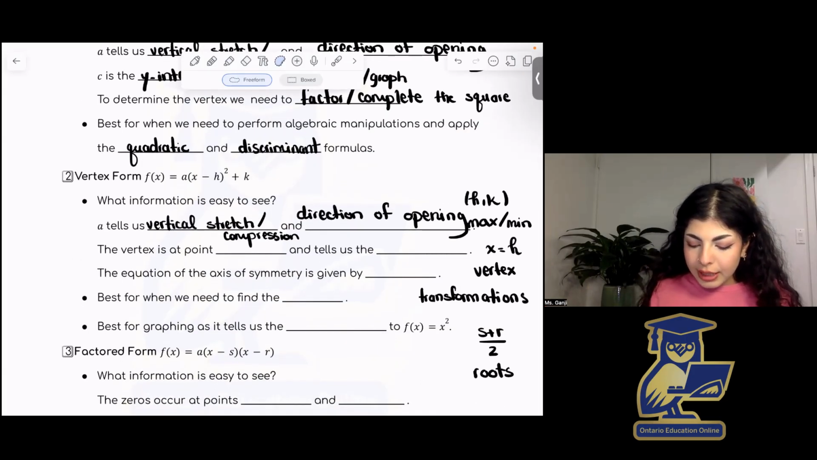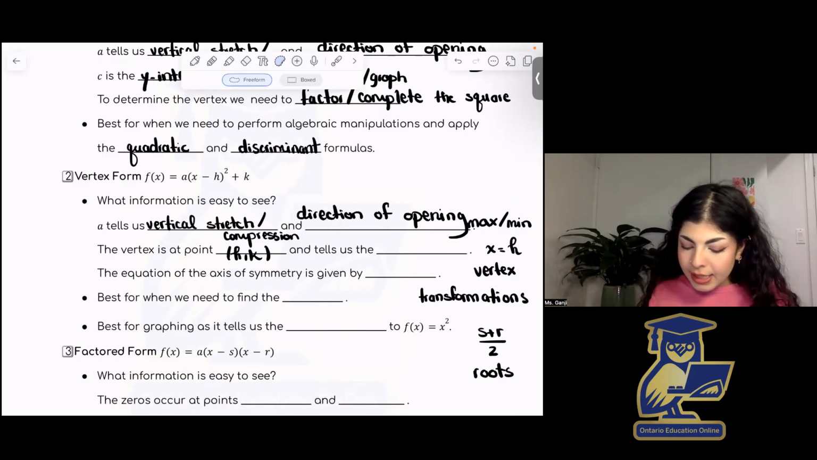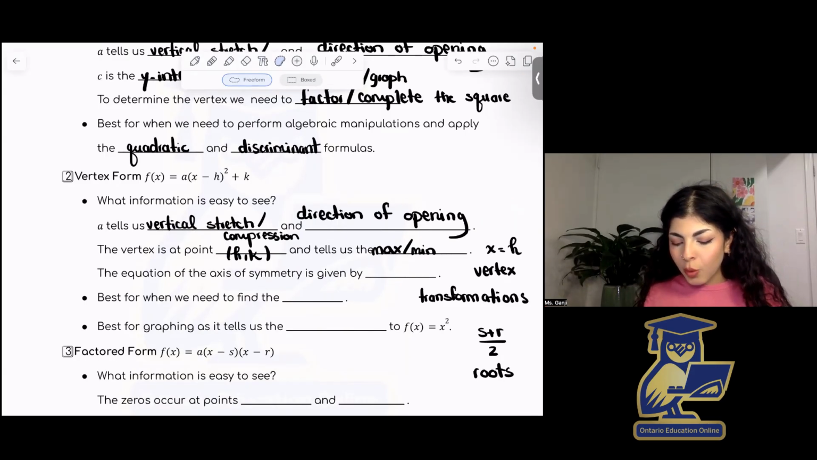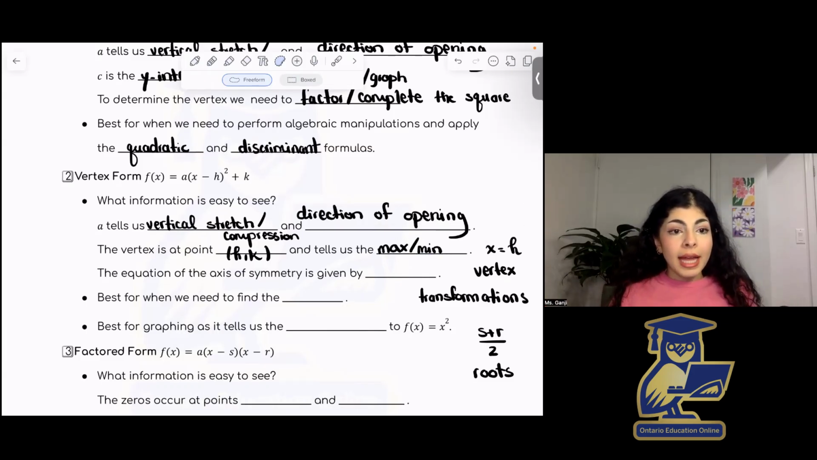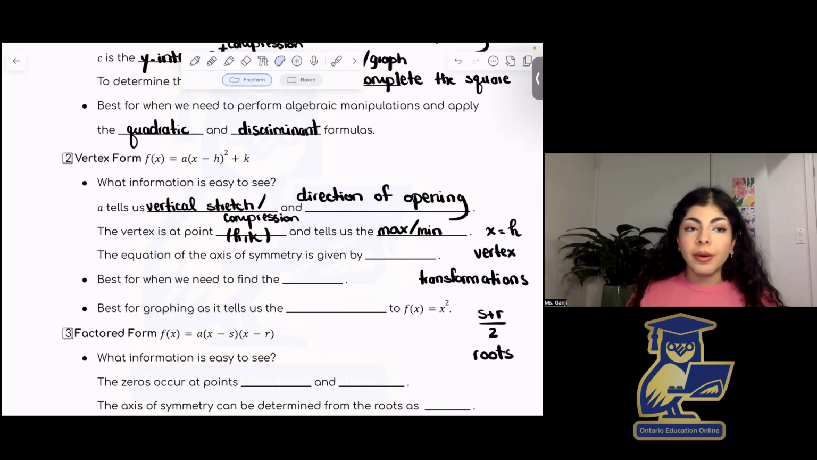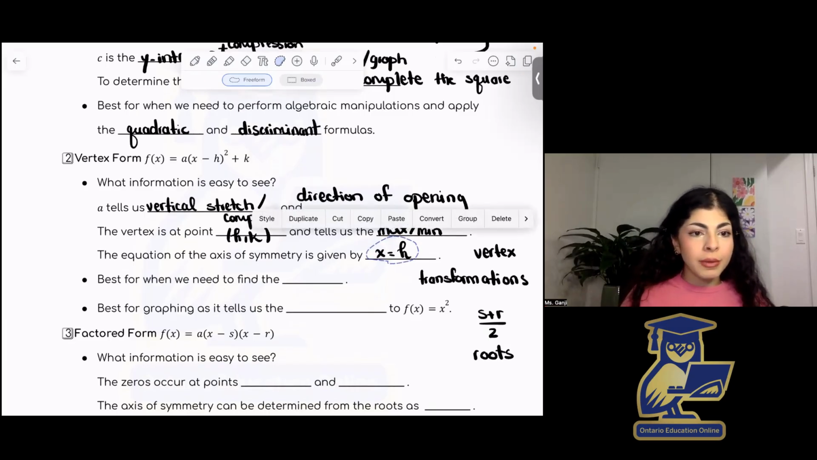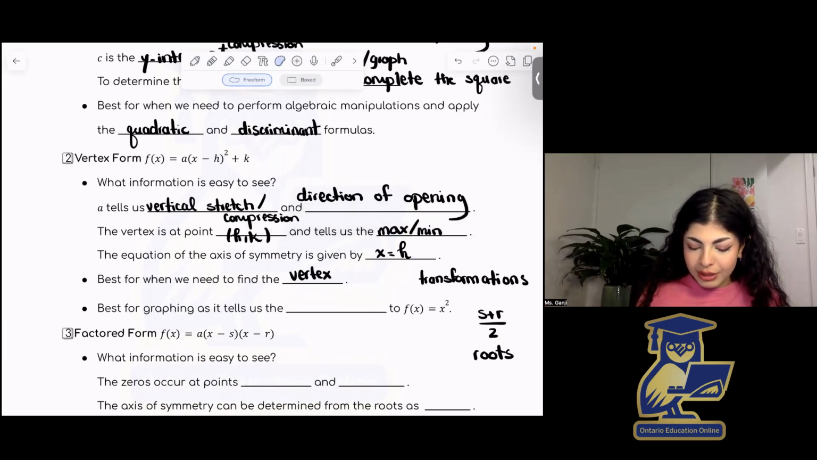And we also know that the vertex is at point (h, k), which is directly from the equation, and this vertex tells us the maximum or minimum. And how we find that is using a and the vertex itself. So when you know your parabola is opening upward or downward, you can determine if your vertex is a maximum or a minimum. And the vertex falls on the axis of symmetry, so they share the x value. So we have x equals h as the equation for our axis of symmetry. And this is best when we need to find the vertex.